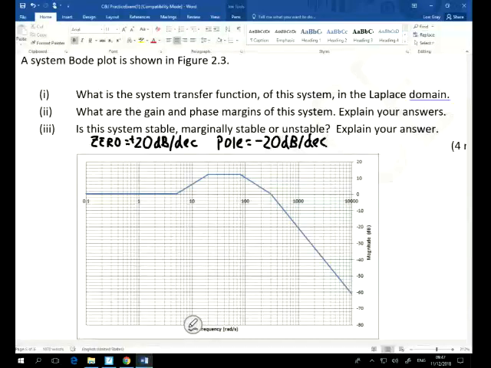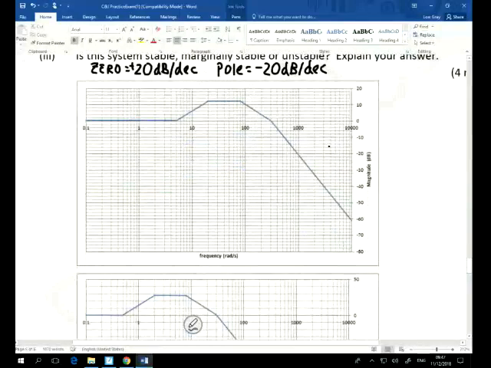You're more likely to get a question asking you to interpret a Bode chart than to draw one, because I found in the past I've asked people to draw Bode plots and it's quite hard to work out what you've actually tried to do if you've got it wrong.